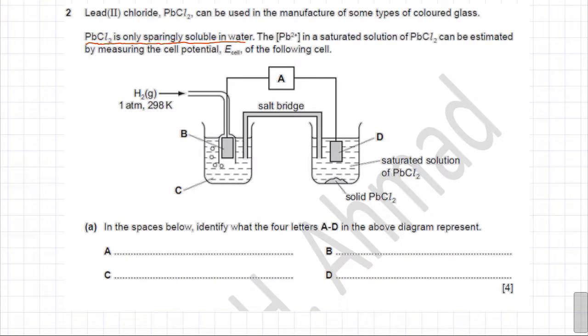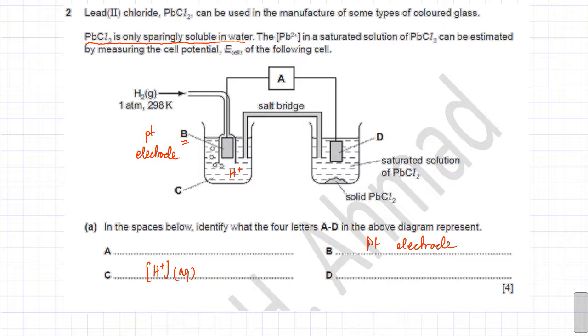So the solution must contain H+ ions. So this C over here would be H+ ions in aqueous state. So the solution over here is H+ ions. This B over here would be a platinum electrode. So this left hand electrode is a standard hydrogen electrode, and this B is the platinum electrode.